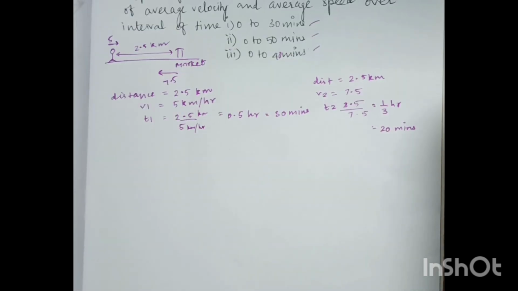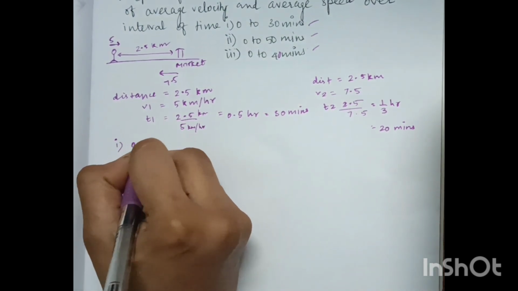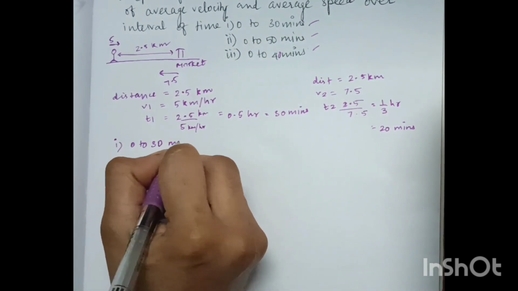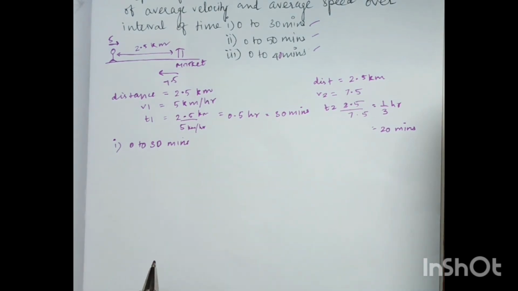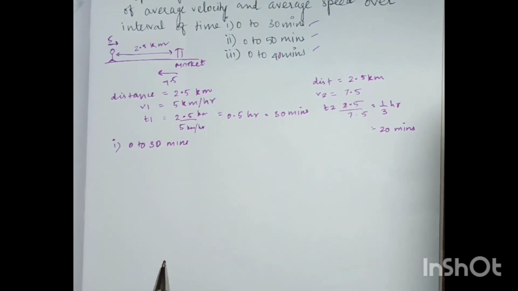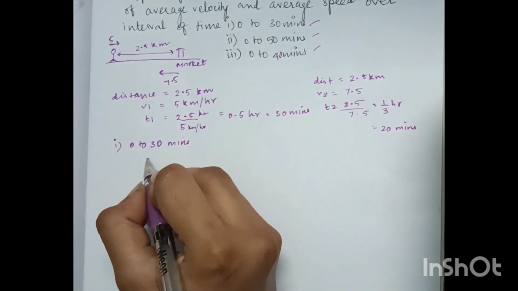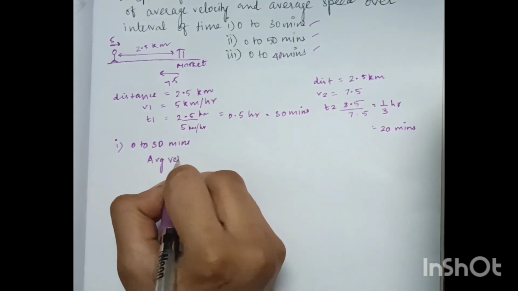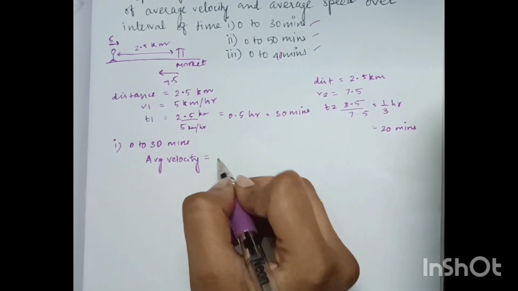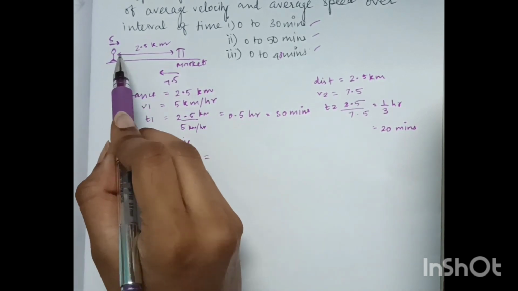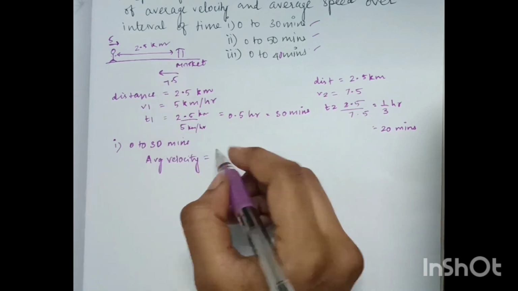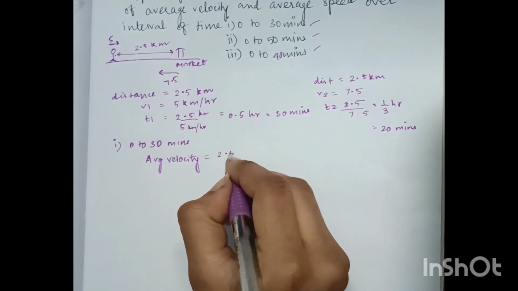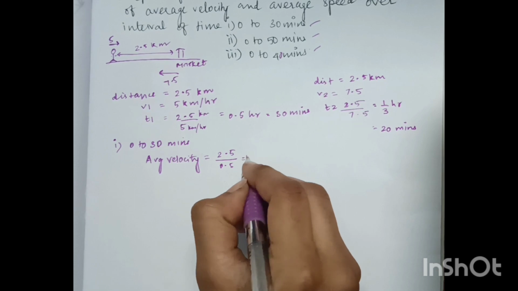Let us go for the first question. Over the time interval from 0 to 30 minutes, in this time interval, the man walks from his home to the market by covering a distance or a displacement of 2.5 kilometers. So let us find average velocity. Average velocity equals to displacement by time. So the distance and displacement here both are same. So it is 2.5 by 0.5, that is 5 km per hour.